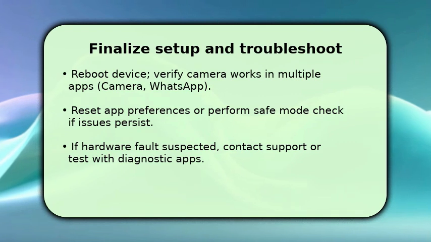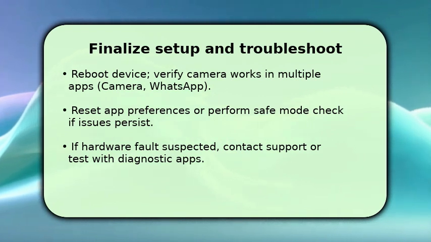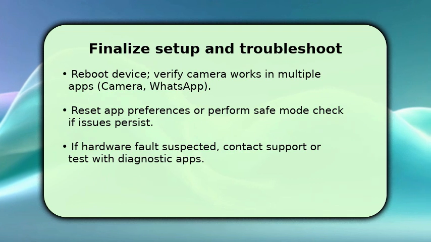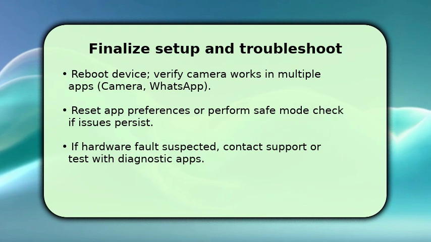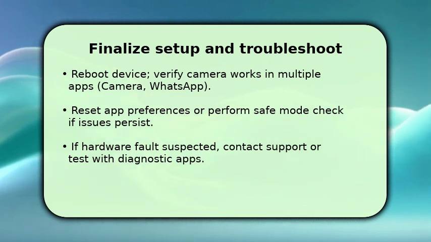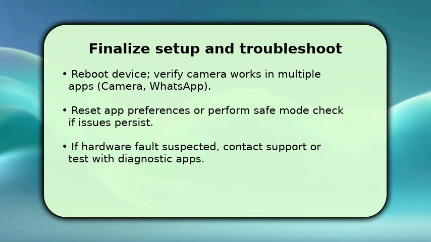Reboot the device to apply permission changes, then verify the camera in several apps like Camera and a messaging app to confirm consistent behavior. If problems persist, reset app preferences to restore defaults or boot into safe mode to rule out third-party app interference. This isolates causes.